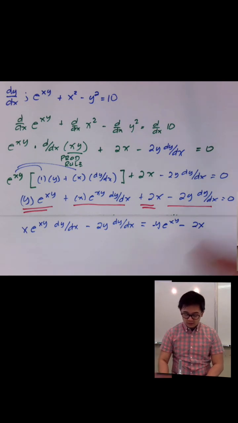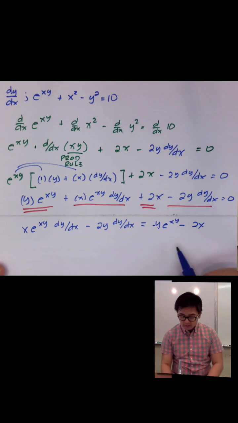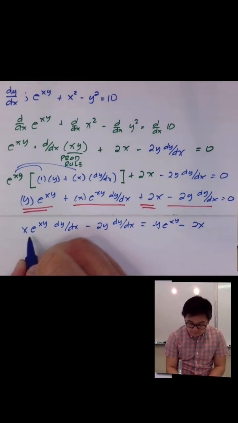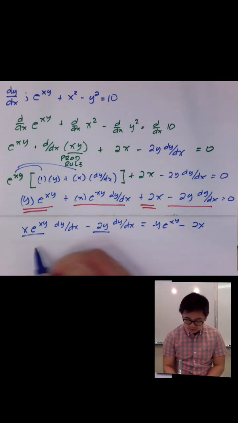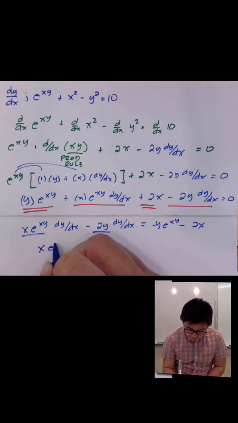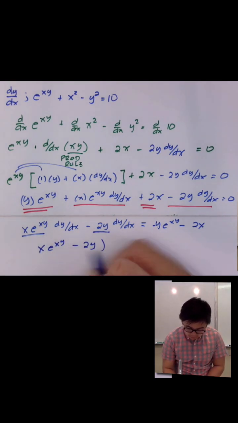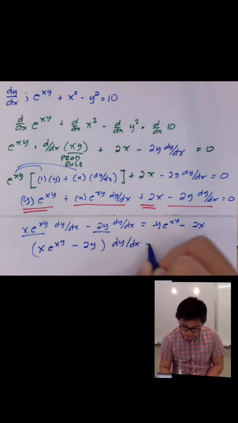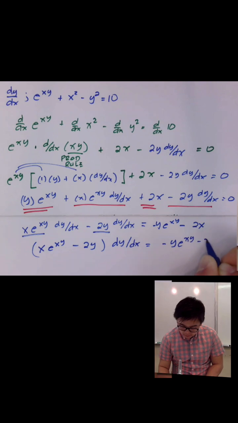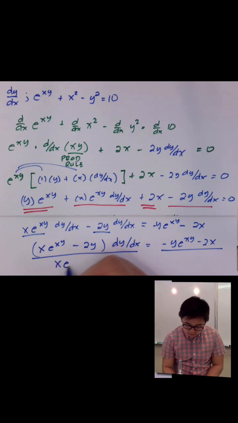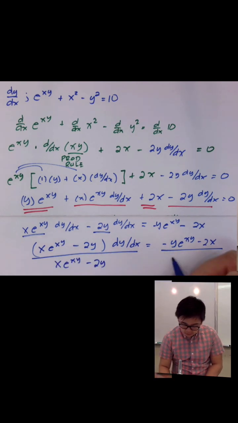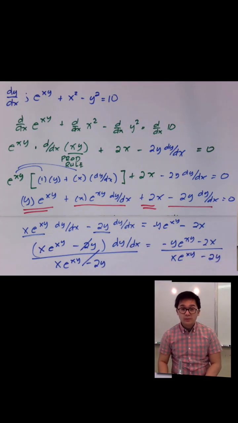So now that we have isolated the dy dx, let's just factor out the dy dx here so we can have dy dx by itself. So we have x e to the xy minus 2y times dy dx equal to negative y e to the xy minus 2x, and by dividing both sides by this term, x e to the xy minus 2y, and by canceling this, our dy dx will simply be this term right here.